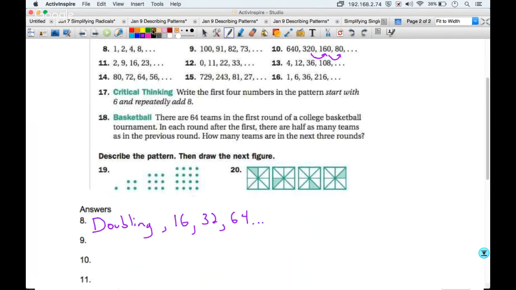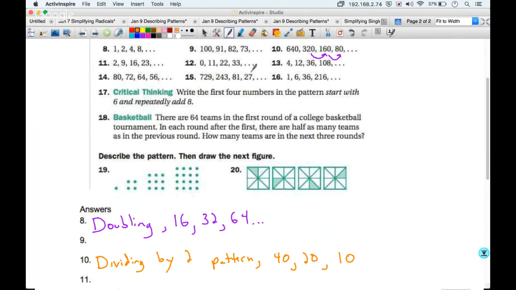So you could say this is a halving pattern because it's halving it each time, but that's not really a word. So we're going to say it's just a dividing by 2 pattern. The next 3 numbers would be 40, then 20, and then 10.